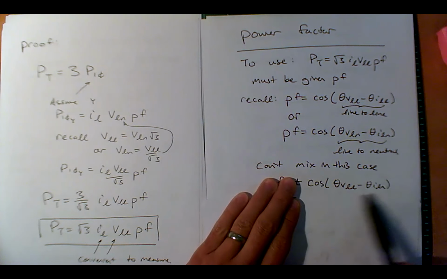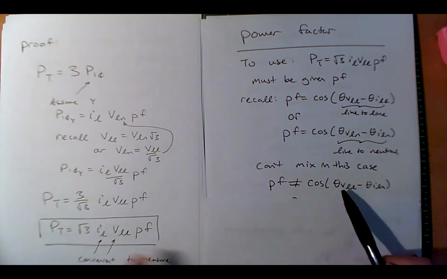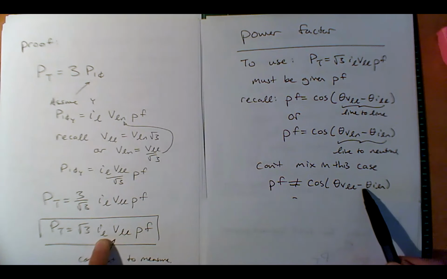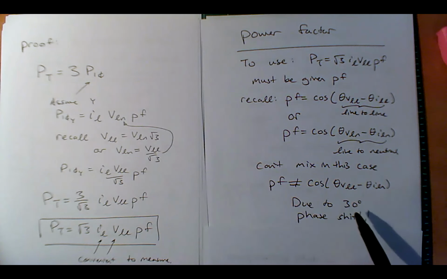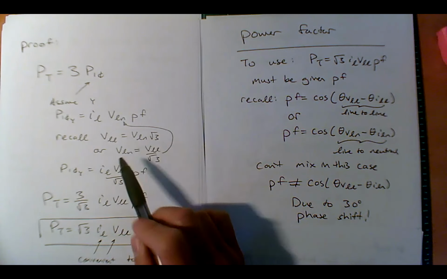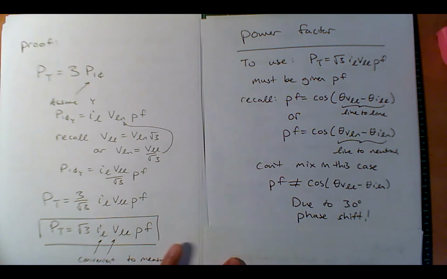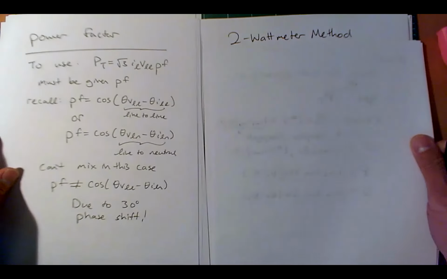We will be able to use this, by the way, in the 2-watt meter method, a little foreshadowing. But you can't mix the phase of the line-to-line voltage minus the phase of the line-to-neutral current because of the 30-degree phase shift, right? Remember, the line-to-neutral and line-to-line have a 30-degree phase shift, plus or minus depending on the positive or negative sequence, and that'll mess that up, okay? All right, let's keep going and introduce the 2-watt meter method.